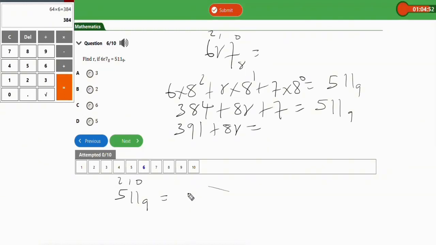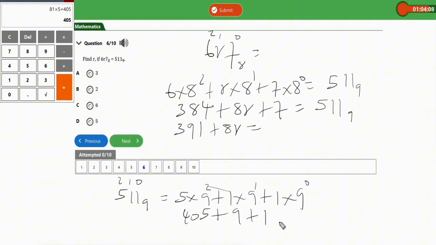Let's convert it. This is going to give us 5 times 9 to the power 2 plus 1 times 9 to the power 1 plus 1 times 9 to the power 0. So when you break this down, 9 squared will give us 81. You can always use a calculator to simplify 81 times 5. So we have the output to be 405. Plus this will give us 9, plus this will give us 1.